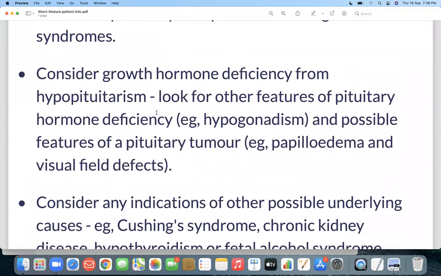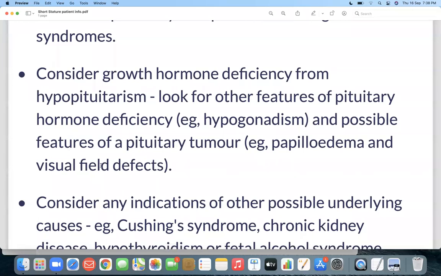Consider growth hormone deficiency. So look for other features of pituitary hormone deficiency like hypogonadism and possible features of pituitary tumor, papilledema, and visual field defects. Also, in order to complete your examination, you will also mention BP and fundoscopy in any short stature case, because you should also rule out CNS tumors. Even though the child is fine, you will complete your examination with BP and fundoscopy.